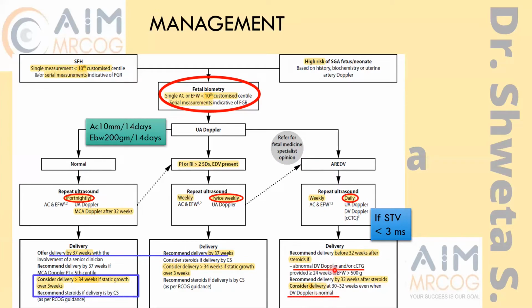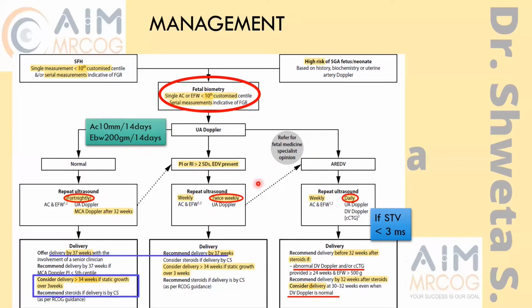If DV Doppler is normal or abnormal, accordingly you have to plan your delivery. This is all about this chart. This is a really, really important chart. And what you are expecting in 2 weeks is that AC should increase by 1 centimeter and EFW should increase by 200 grams in 2 weeks. 100 grams per week, like that you can memorize. 1 cm in 2 weeks is what they mean to say.